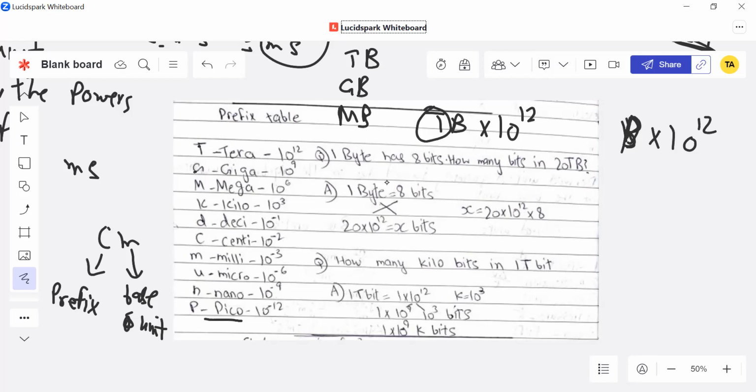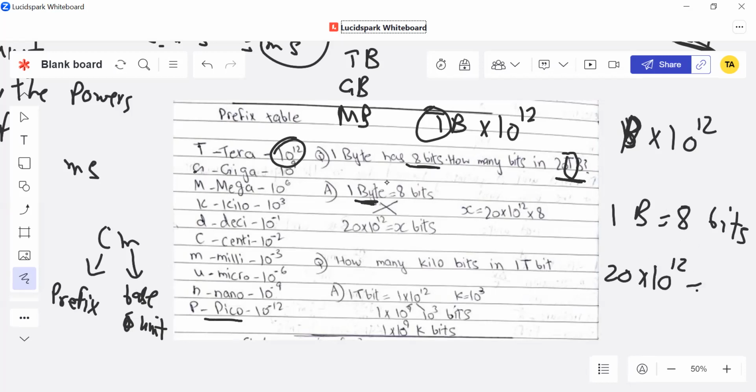So let's do an example. 1 byte has 8 bits. How many bits are in 20 terabyte? So I know 1 byte has 8 bits. And I have 20 terabytes. I won't write it terabyte. I'll replace T with the value of tera, which is 10 raised to power 12. So I multiply the value of 20 by the value of tera, which is 10 raised to power 12. I get X bits. I want to find the number of bits, and using this, I can simply multiply and find the number of bits.